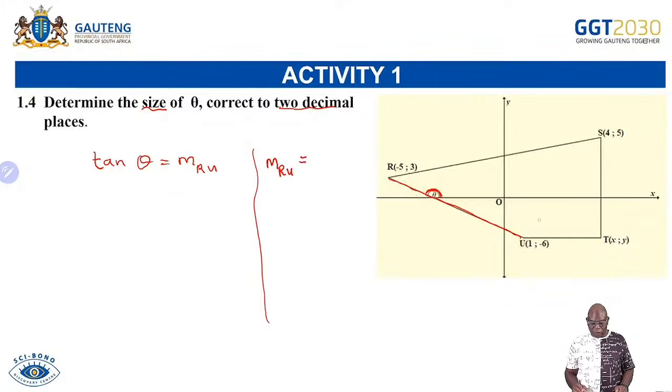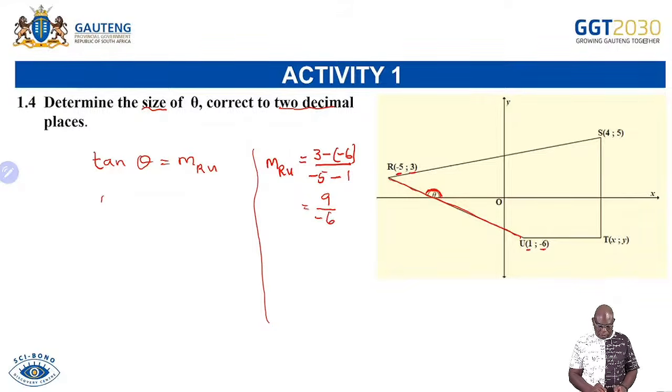So R, the gradient. You see now they're asking me another question here, the gradient. So the formula for the gradient I'm going to use now: y2 minus y1. So if I start with y here, minus y1, so it's negative 6 over, I must start here again. So it will be negative 5, negative 1. So I'm going to get 3 minus 6 will give us a negative 9. Minus 5 minus 1 will give you a negative 6. So the gradient of that will be negative 9 over 6. So I'm going to write tan of theta is the gradient. So it's negative 9 over 6.